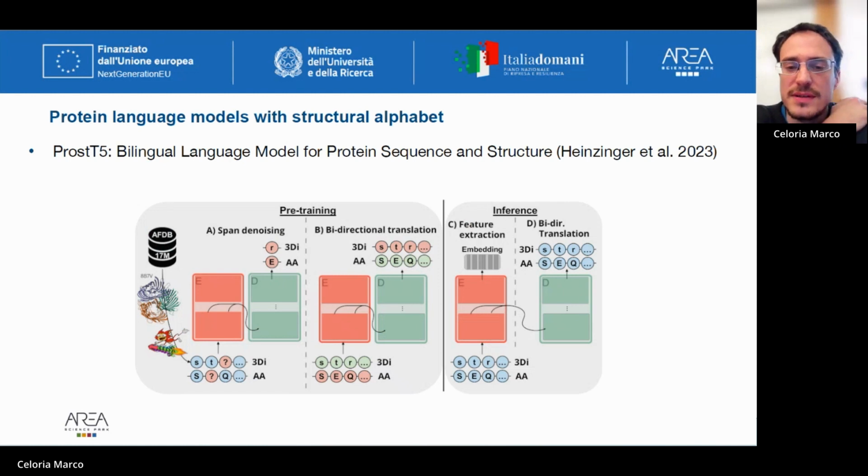To conclude, I would like to address the other problem: how can we use this structural token, this structural alphabet, for a protein language model? This is not our work. It was done last June, so it's also from this year, by Heinzinger and by Steinegger and the group. And the idea here is to have 2 different alphabets.